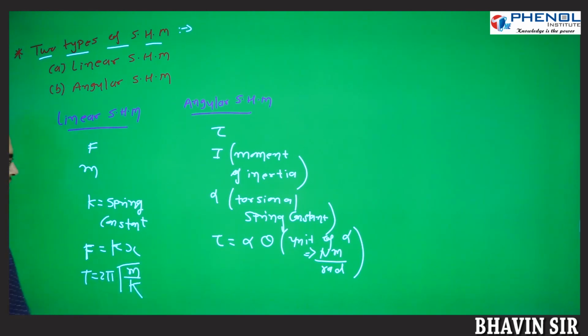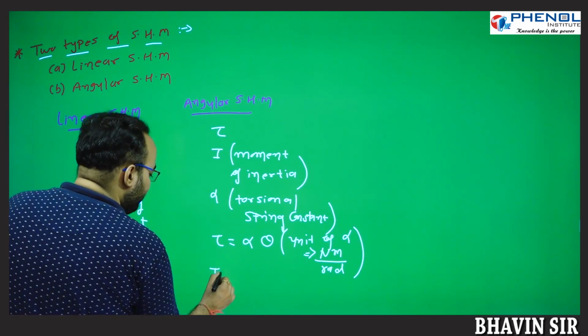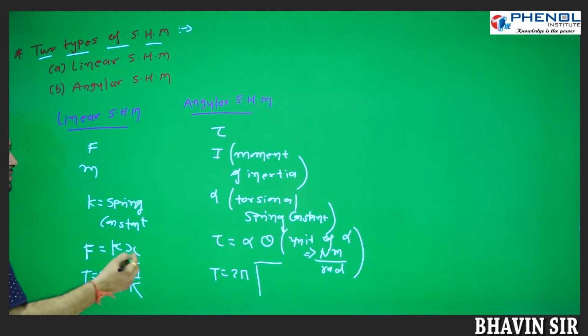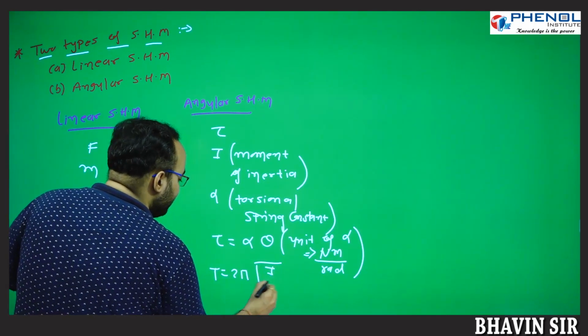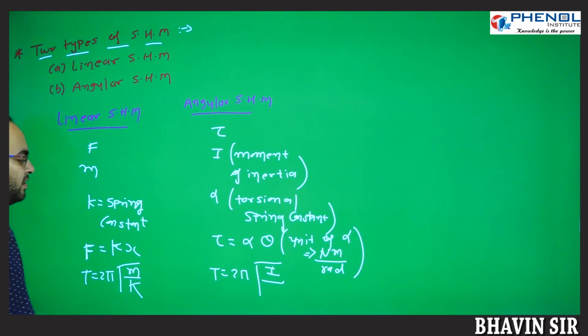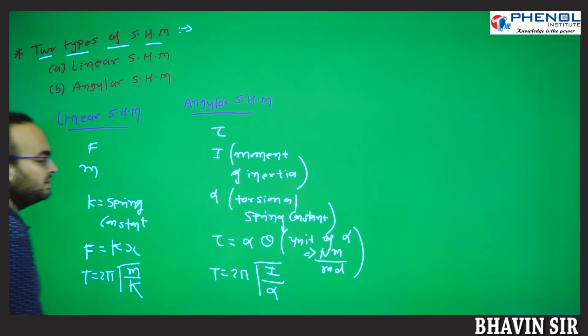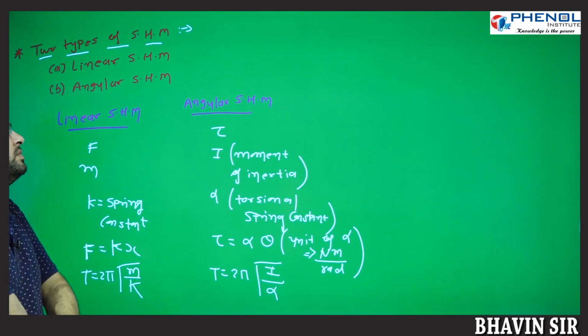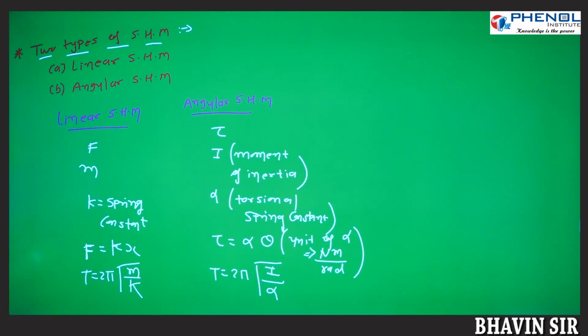And here what is the formula of time period? 2 pi under root m by k. Then here the formula for time period is 2 pi under root I by alpha, where m is mass, I is inertia, k is spring constant, alpha is torsional spring constant. Okay, so that is the comparison between linear SHM and angular SHM.